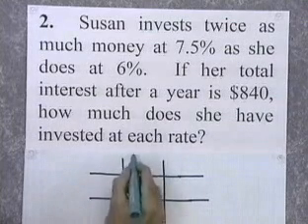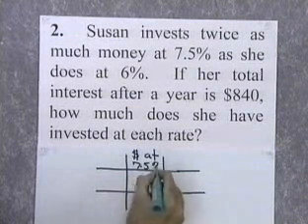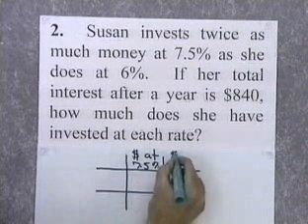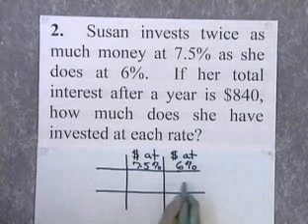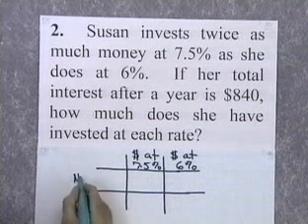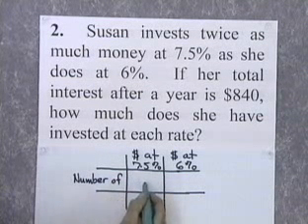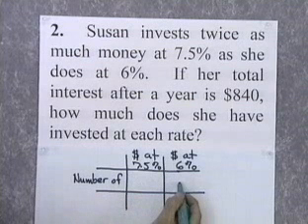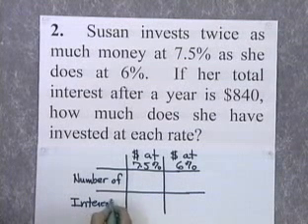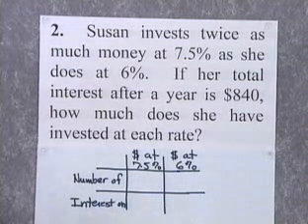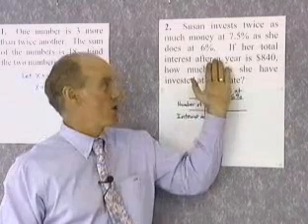Now in this column, I'm going to set this up so I have dollars at 7.5%. In this next column, I'm going to have dollars invested at 6%. And then in my 2 rows here, I'm going to have the number of. So that'll be the number of dollars at 7.5%. Here will be the number of dollars at 6%. And down here, I'm going to write the interest on. Now, setting the problem up this way gives me some little squares here to fill in according to what's written in the problem.